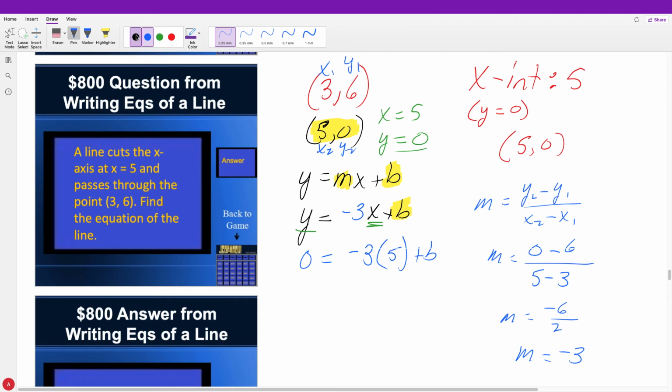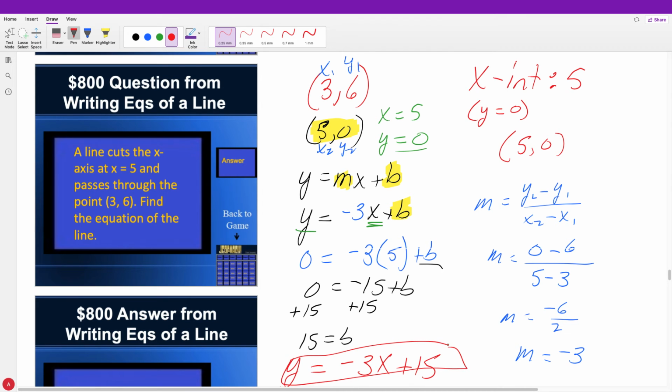By doing this, I now have my one variable, which then means I can solve for this. So 0 is equal to negative 15 plus b. And I'll add over my 15. And 15 is equal to b. So now that I solve for my slope and my y-intercept, I can plug it into my answer. y is equal to negative 3x plus 15. And that will be your final answer.